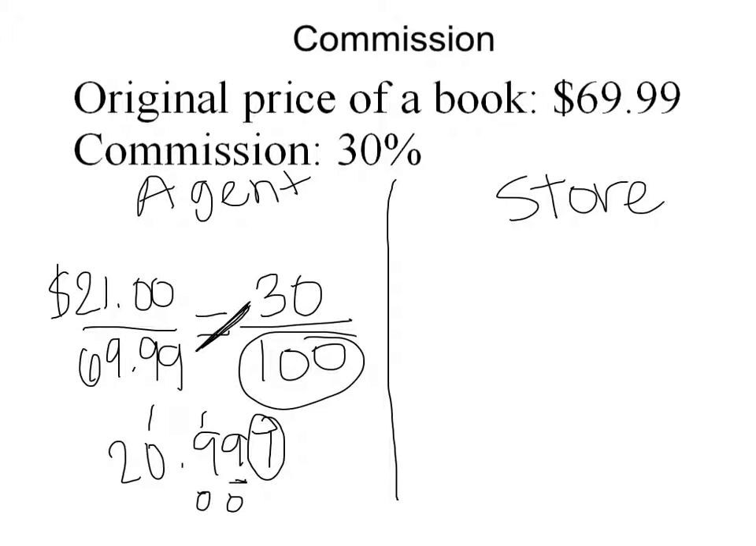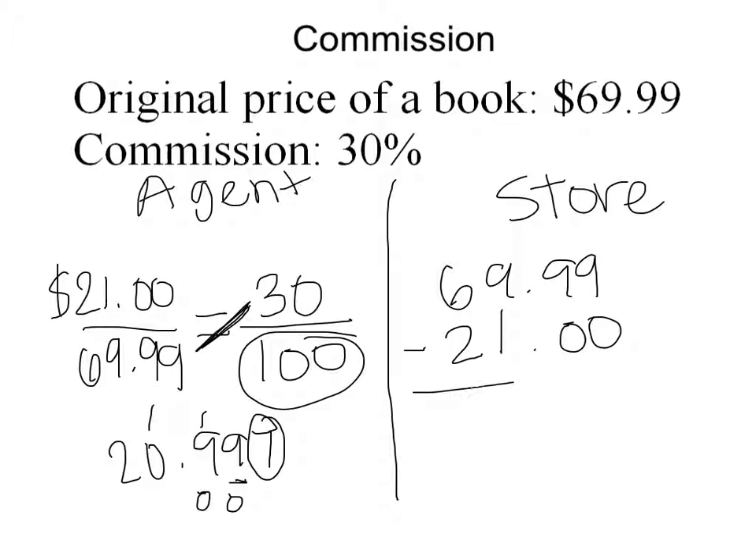Now, if I want to know how much the store makes, I just have to subtract. So $69.99 minus $21 is $48.99. And that's all there is to it to solve for commissions.